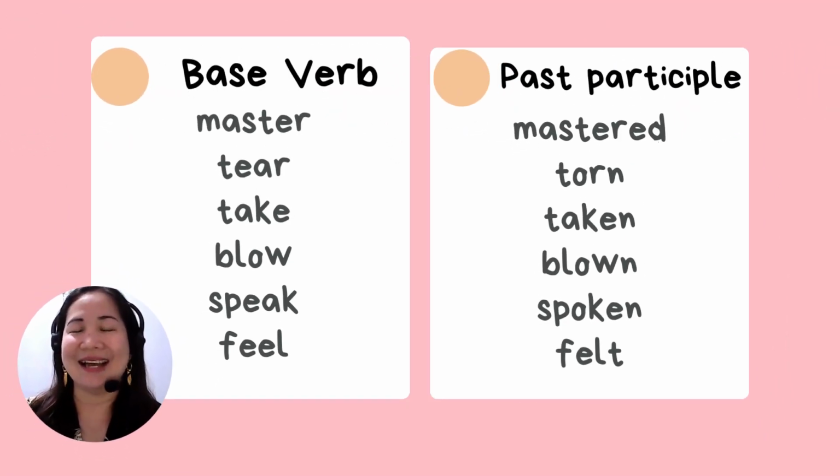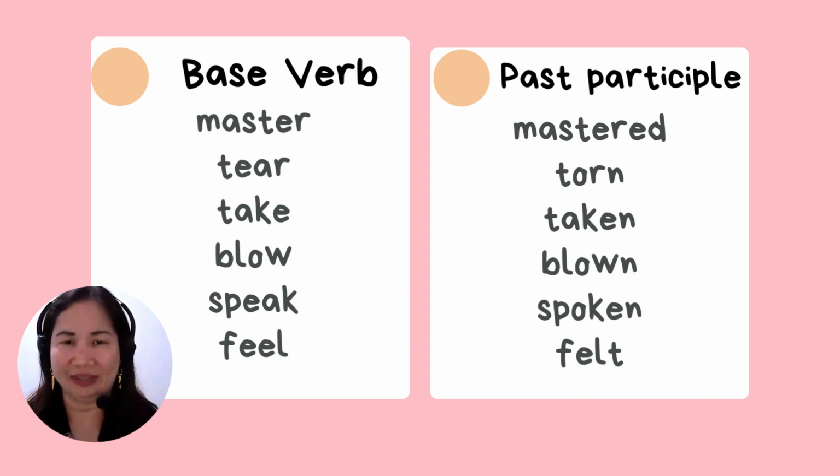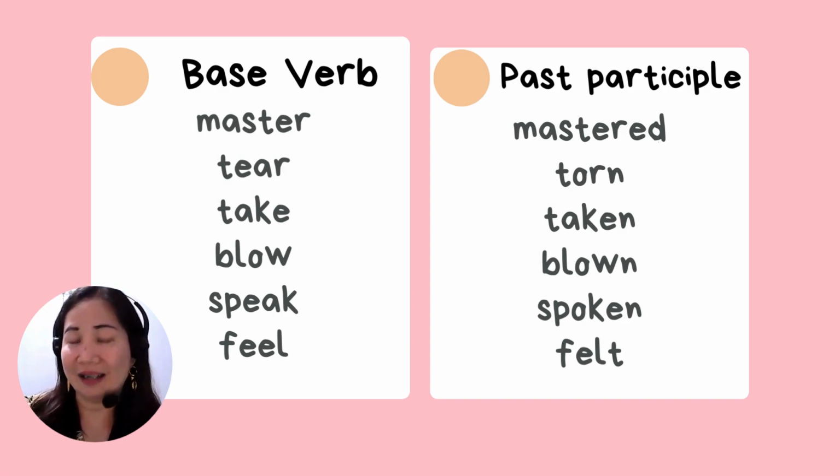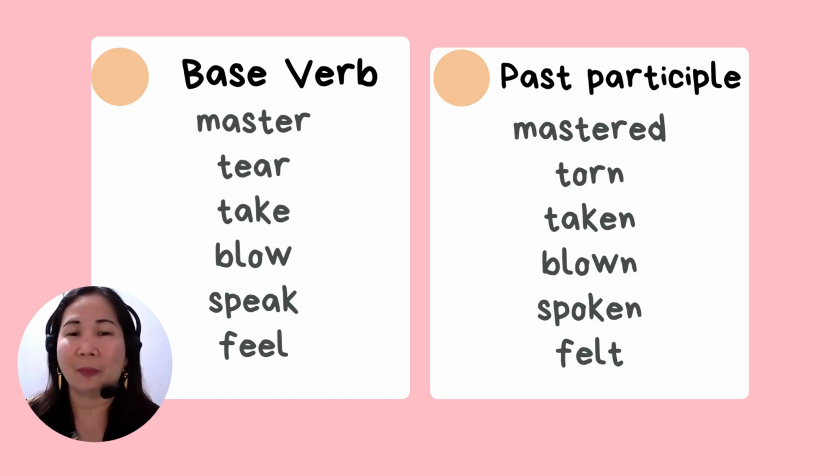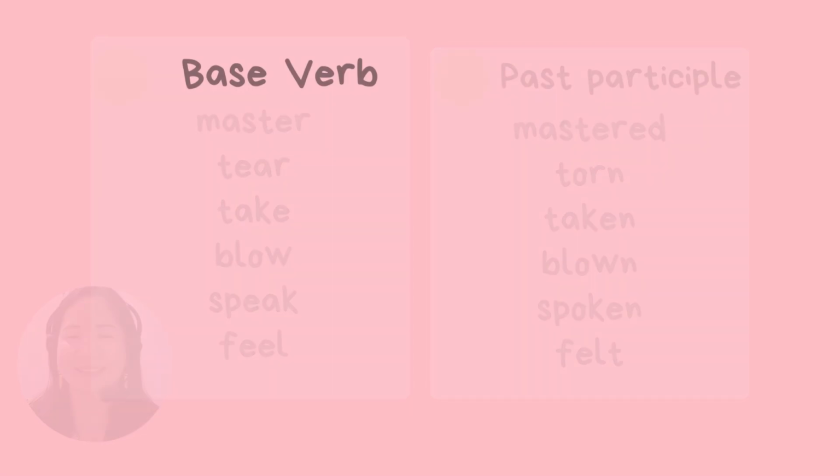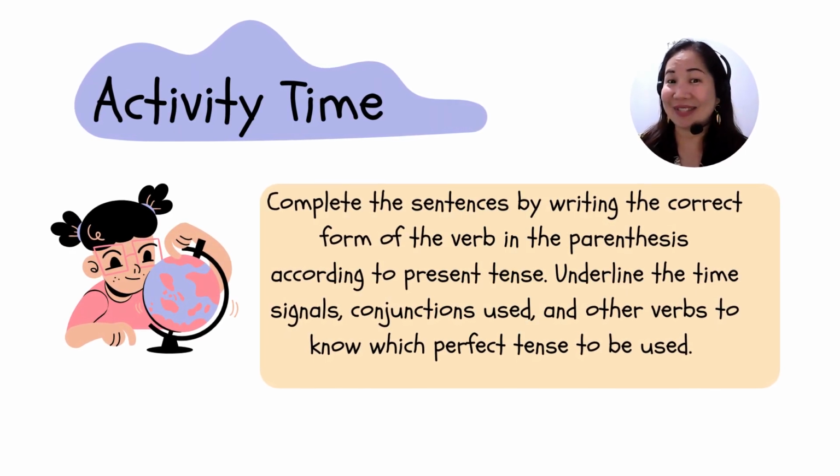Here's another set of base forms of the verb and their past participles. Let's read. Master, mastered. Tear, torn. Take, taken. Blow, blown. Speak, spoken. Feel, felt.